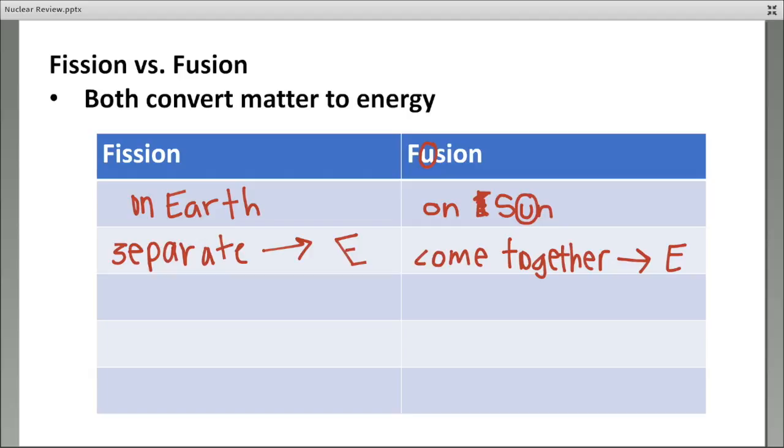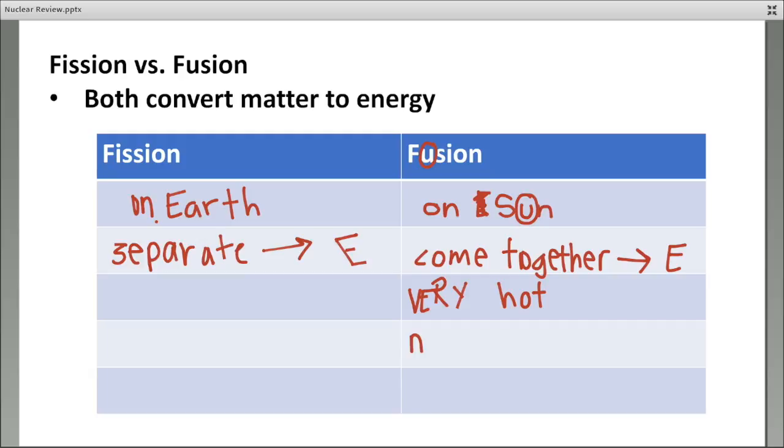In fusion, it needs to be very hot. I know I said that before. And then, a cool thing about fusion is because you're not separating things and you're bringing things together, there's no waste.